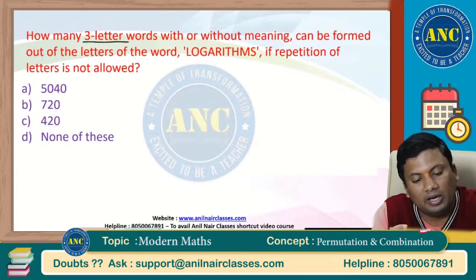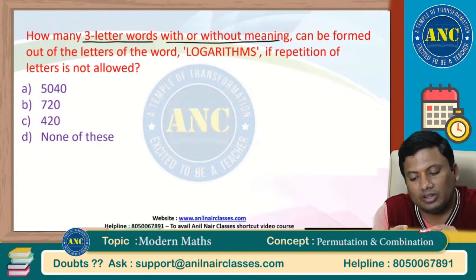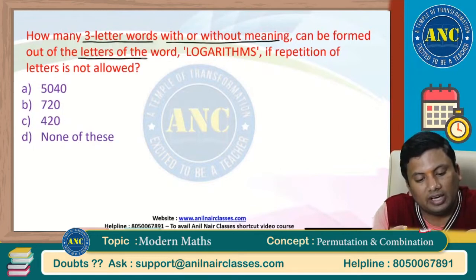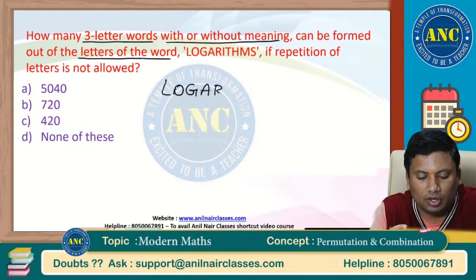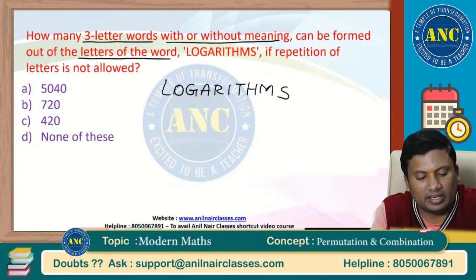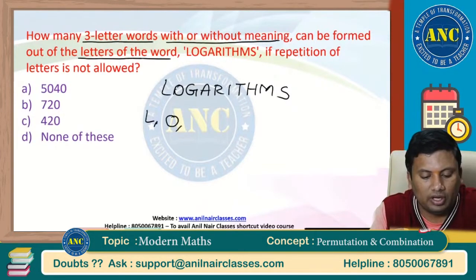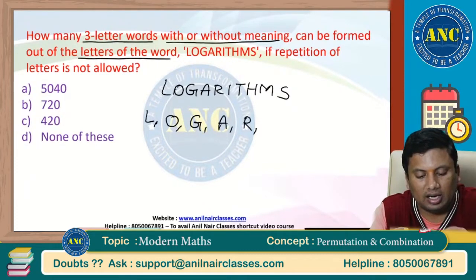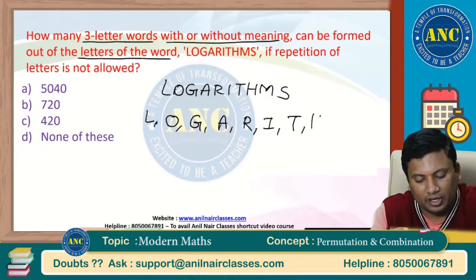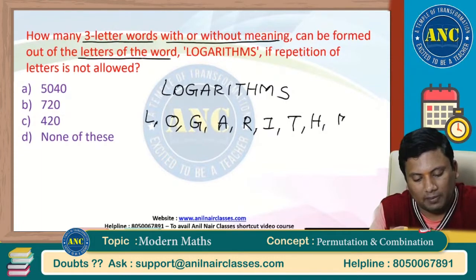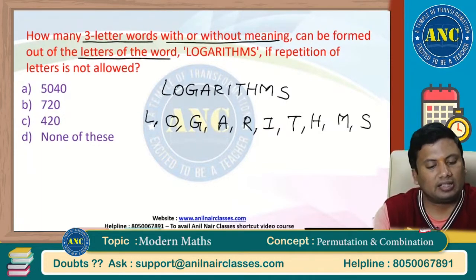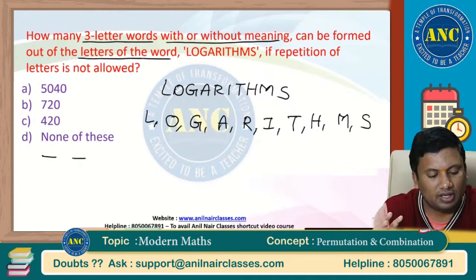Next question. How many 3 letter words, with or without meaning, can be formed out of the letters of the word LOGARITHMS? First, let us see how many letters are there. L is one letter, O is another letter, G, A, R, I, T, H, M, S, each is another letter. There is no repetition. I require a 3 letter word.